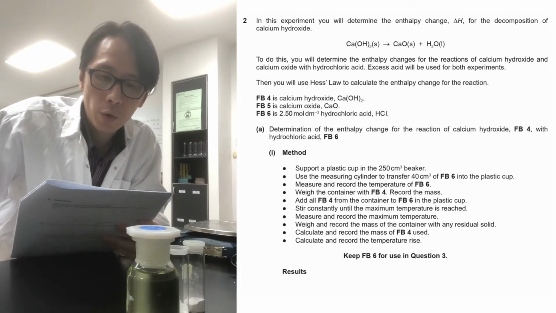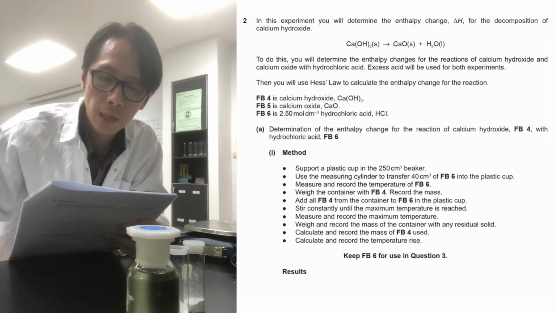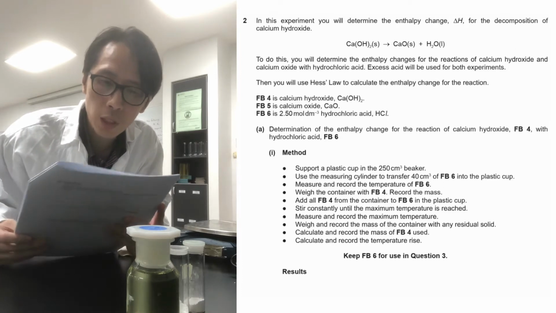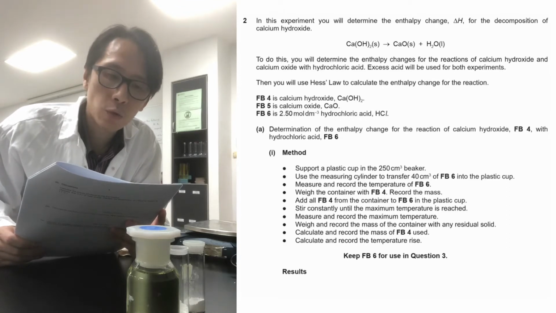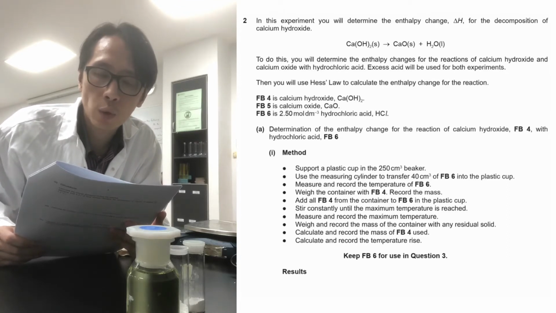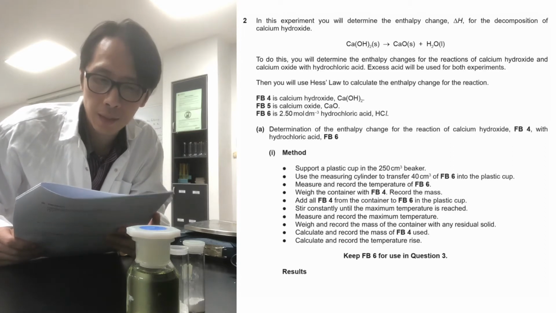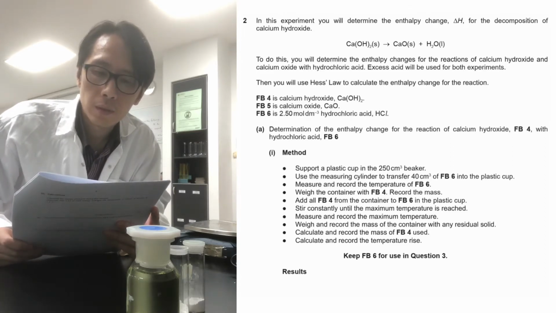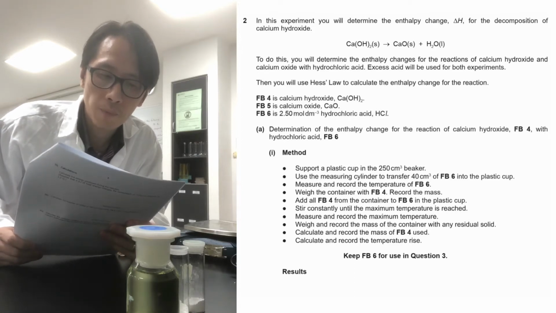Instead, we are going to do two reactions: calcium hydroxide solid with HCl, and we'll measure the energy change there, convert it to an enthalpy change. We will repeat the same experiment with calcium oxide. By right, students who are attempting this practical will need to have quite solid knowledge on enthalpy change and a Hess cycle. Now the procedure is as given for now.